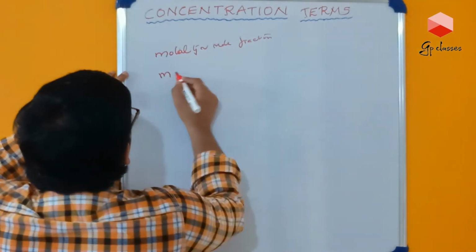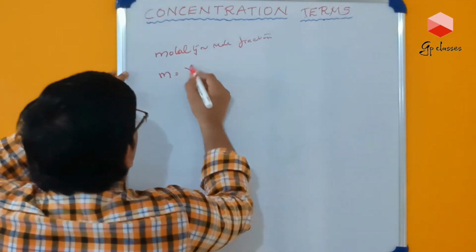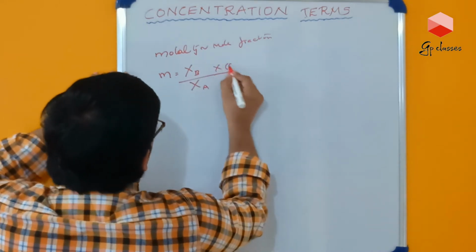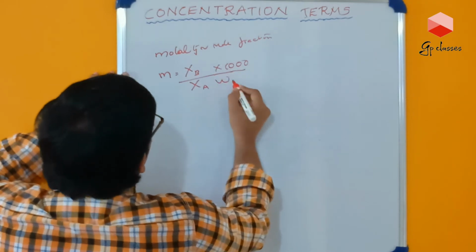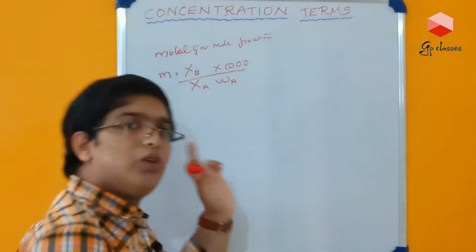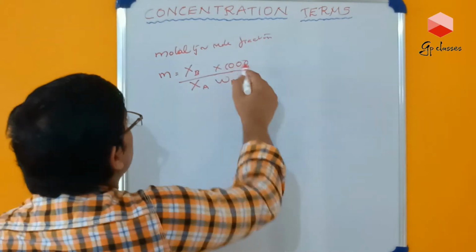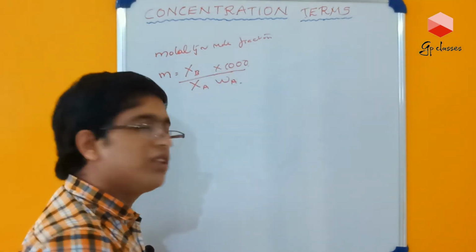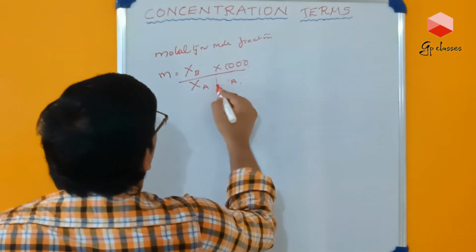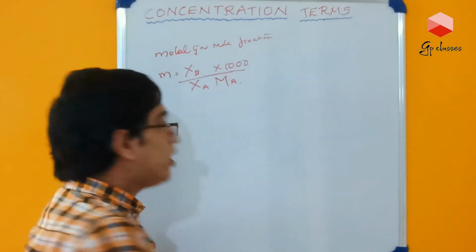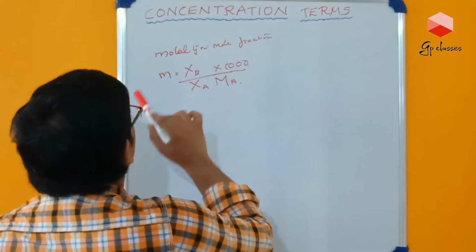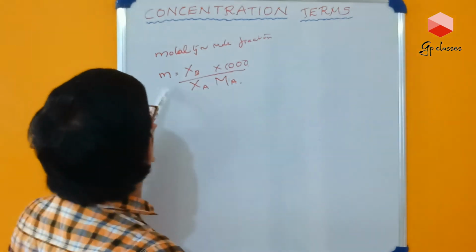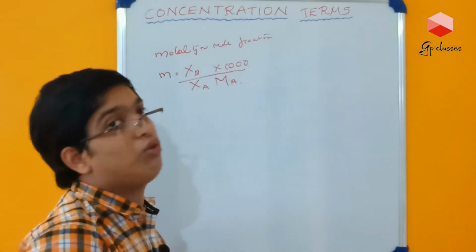The equation is molality is equal to psi b by psi a into 1000 divided by Wa. That is mole fraction of solute by mole fraction of solvent into 1000 divided by the molar mass of solvent. This is the equation. That is psi b divided by psi a into 1000 by Ma. This is the equation of molality by which we can connect with mole fraction.